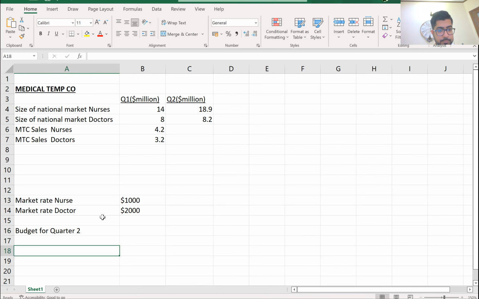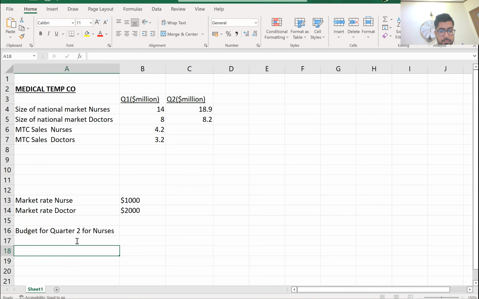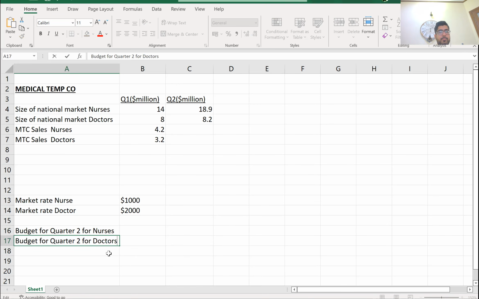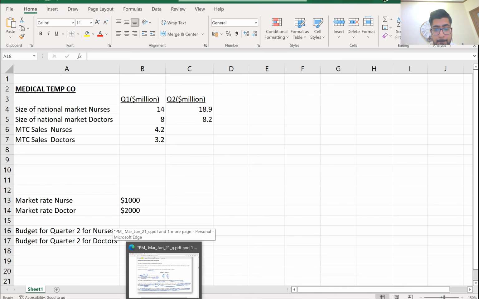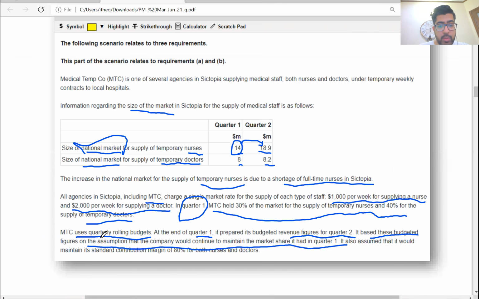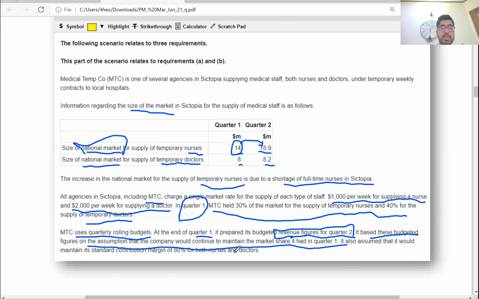Budget for quarter two. Okay, the question states, MTC uses quarterly rolling budgets. At the end of quarter one, it prepared its budgeted revenue figures for quarter two. It based these budget figures on the assumption that the company would continue to maintain the market share it had in quarter one. So at the end of quarter one, you prepare your budgets for quarter two, and the budgets are based on the assumption that the company would maintain the market share it had in Q1.